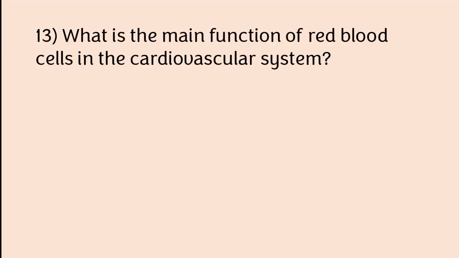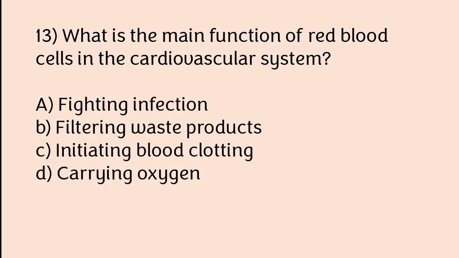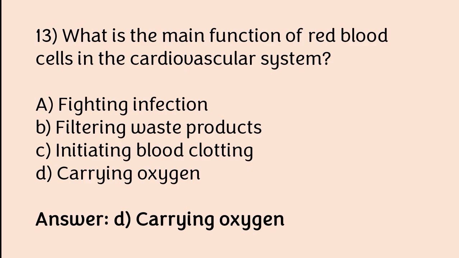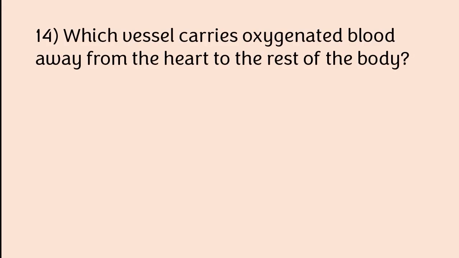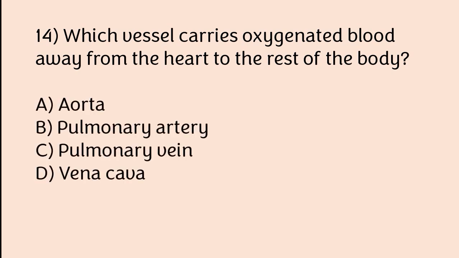What is the main function of red blood cells in the cardiovascular system? Fighting infection, filtering waste products, initiating blood clotting, carrying oxygen. The correct answer is option D, carrying oxygen. Which vessel carries oxygenated blood away from the heart to the rest of the body? Aorta, pulmonary artery, pulmonary vein, vena cava. The correct answer is option A, aorta.